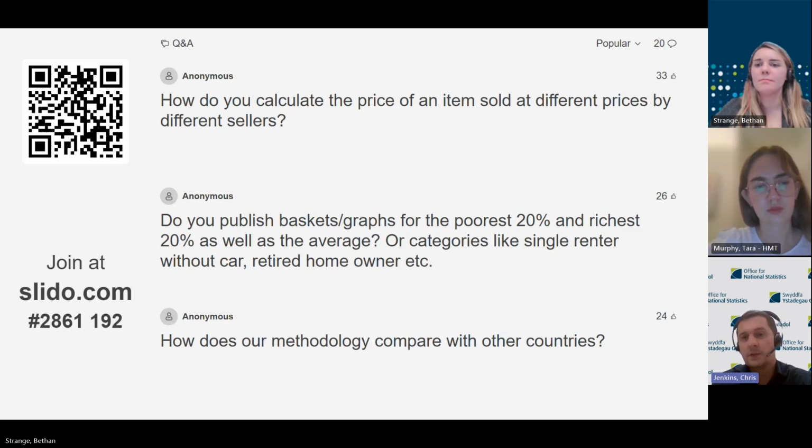So what we do is we follow the same good or service within the same retailer over the full period of the basket, and then we average those prices to give us a representative measure.